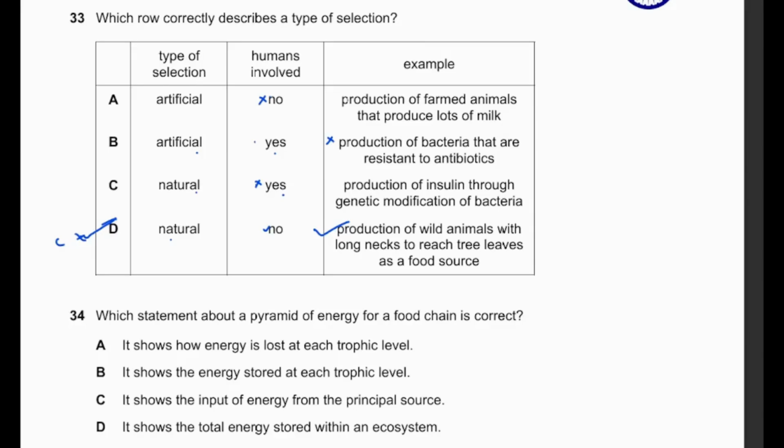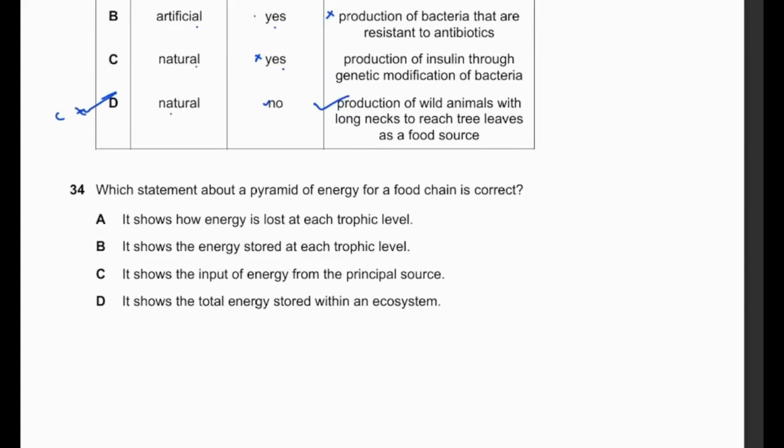Moving to the 34th one. Which statement about a pyramid for a food chain is correct? Pyramid of energy for a food chain. It shows how energy is lost at each trophic level. It shows the energy stored at each trophic level. It shows the input of energy from the principal source. And the last one, it shows the total energy stored within an ecosystem.